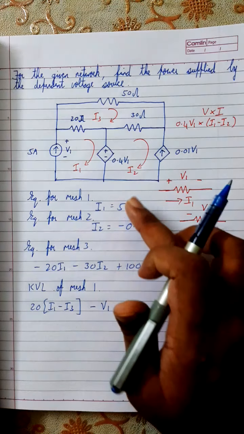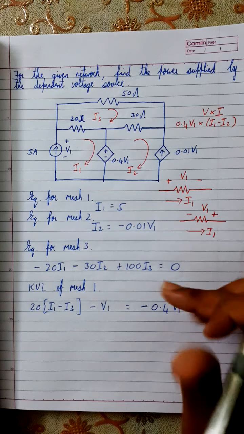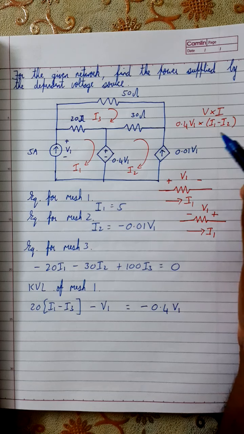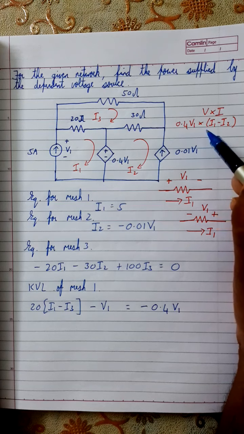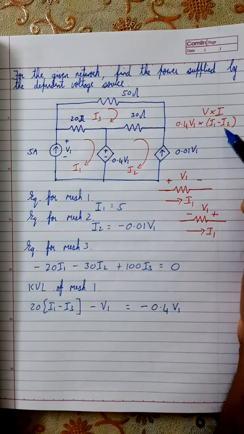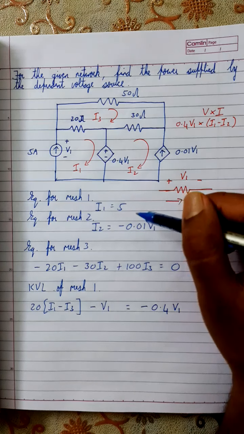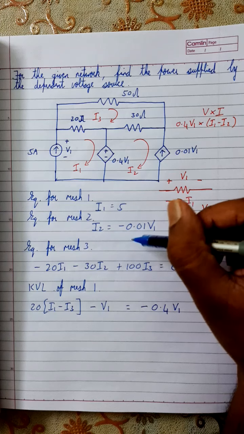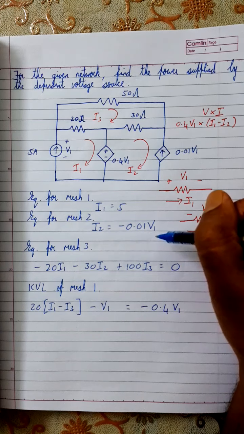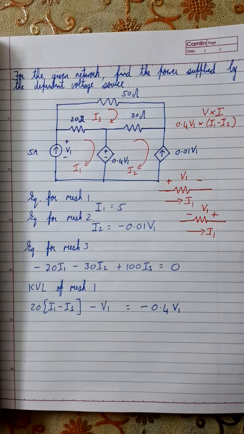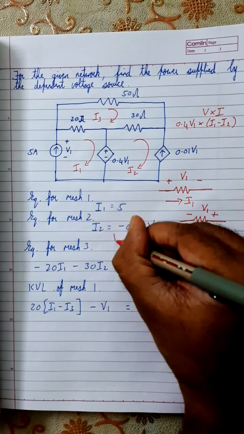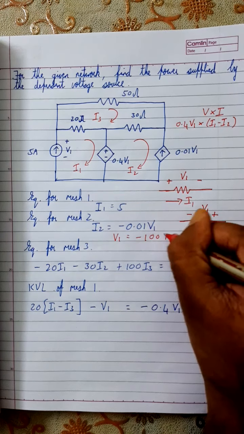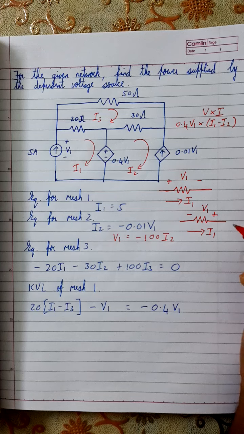So now I wrote my 4 equations. Now I need to solve them. What do I need to find? I need to find the power. To find the power, I need to find the value of V1, the value of I1, and the value of I2. I1 is already given. I1 is equal to 5. And I2 is equal to minus 0.01 V1, or I can also say that V1 is equal to minus 100 I2.